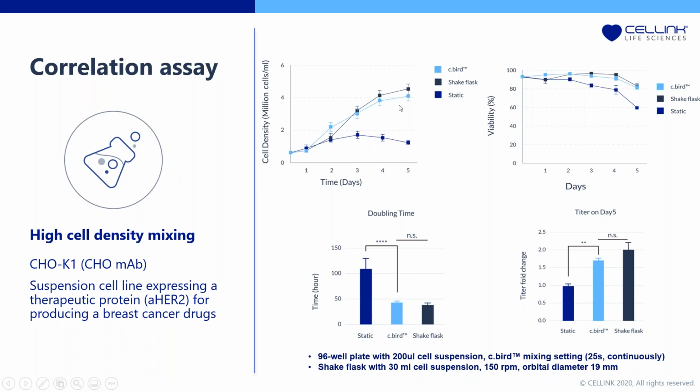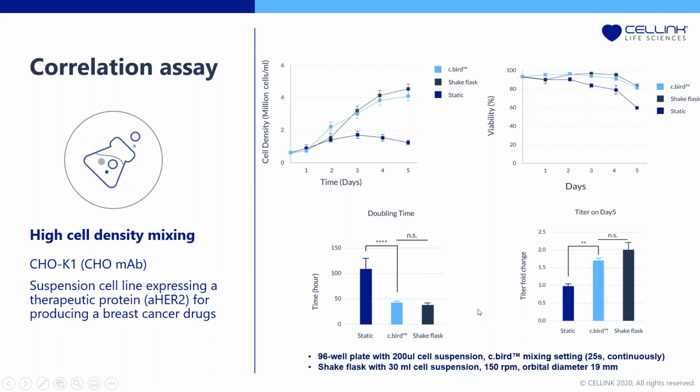You can see that the cell density of SIBR and the shaking group are quite similar, but the steady culture group can only remain at a lower level. This shows that cell growth in SIBR condition mimics the growth rate of cell growth in the shaker flask. The same goes for the doubling time and also the viability. You can see when the shaking flask viability drops down, SIBR also has a similar behavior. And for the doubling time and the titer measurement, you can find from the figure that SIBR always has a similar result as the shaking flask, but not the steady culture.